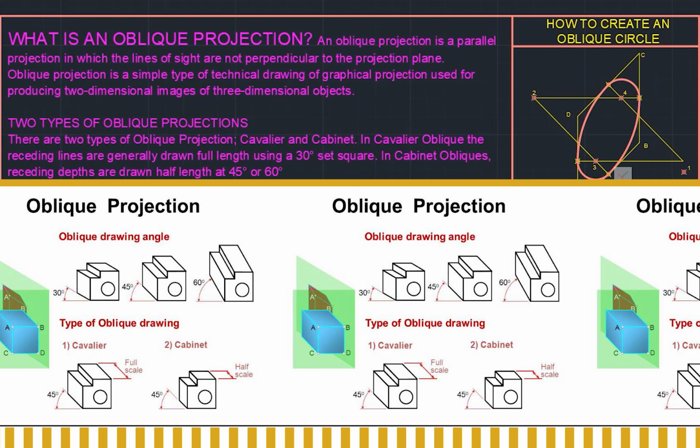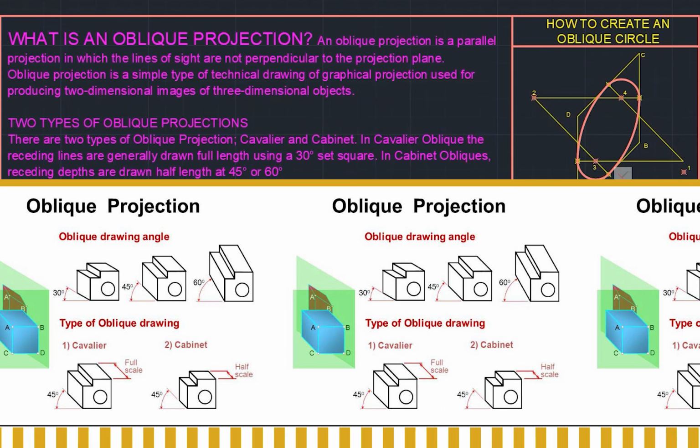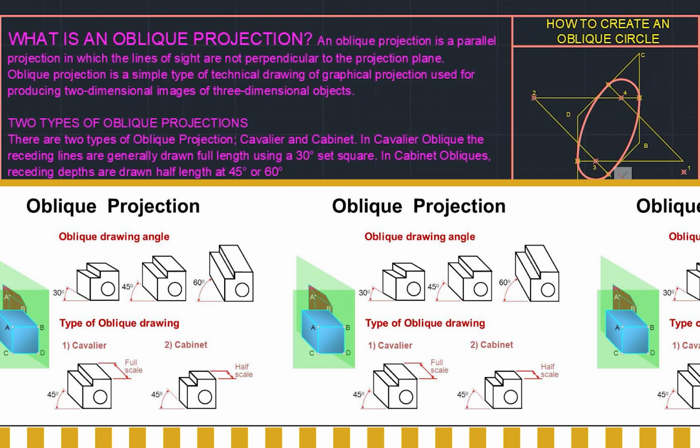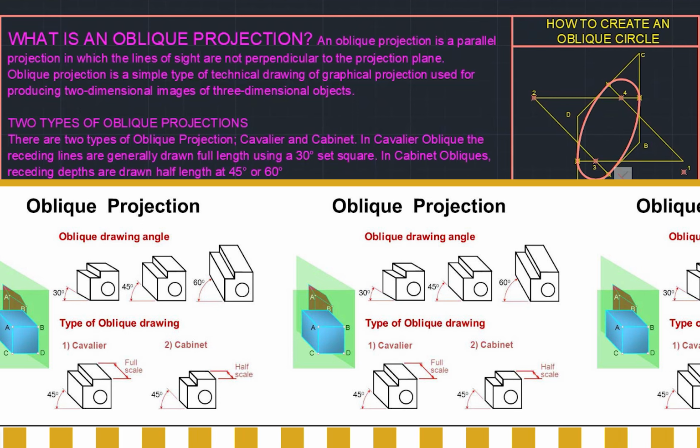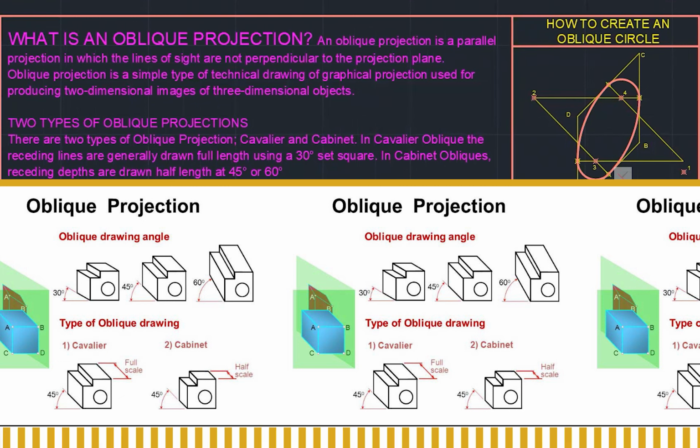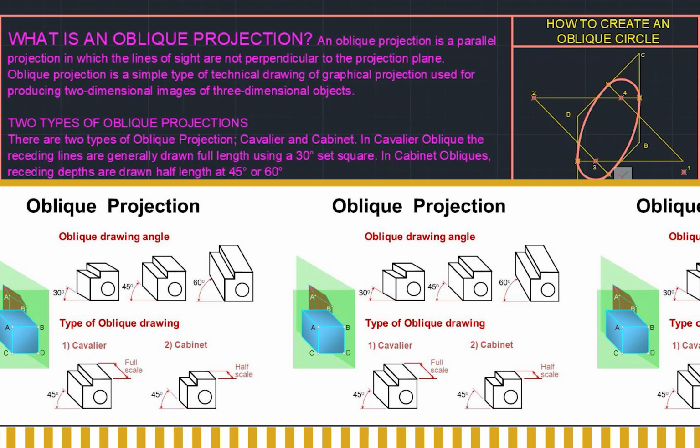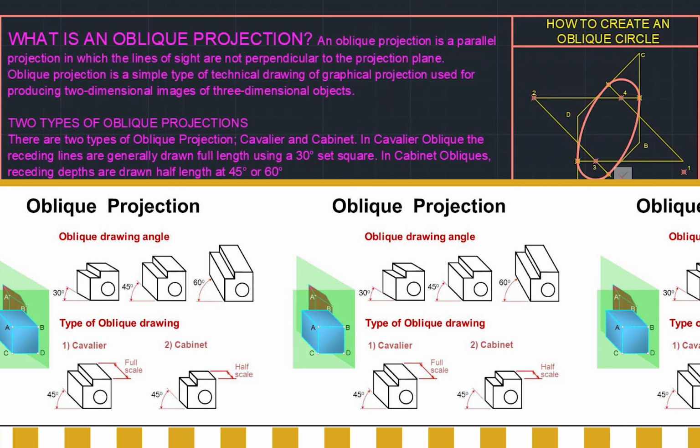There are two types of oblique projection. There's the Cavalier and the Cabinet. In Cavalier Oblique projection, the receding lines are generally drawn full length using either a 30, 45, or 60-degree set square. However, in Cabinet Oblique projections, receding depths are drawn half length using either a 45 or 60-degree set square.